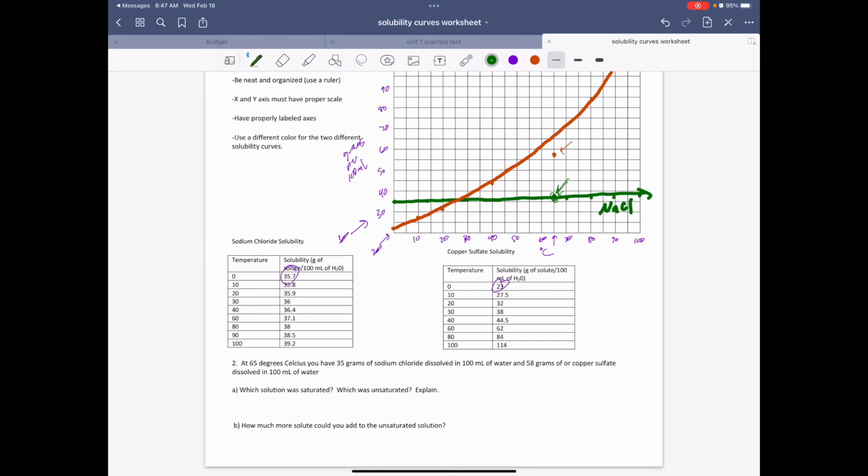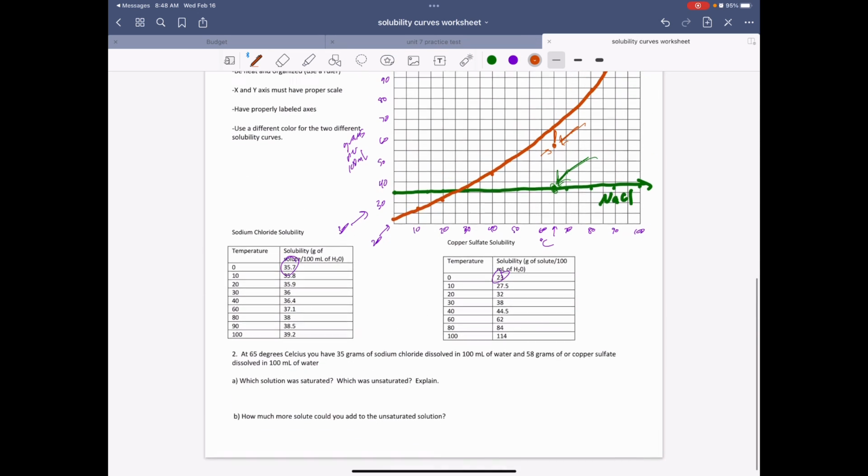So the green one, right here, is definitely saturated. It's right on the line. This one right here is definitely unsaturated because we have some room to go still to hit the line. If I'm at 58 right there, it looks like I can go to around 63 or 64, let's call it 63. So if I'm at 58 and I can get to 63, that means I can add 5 more.